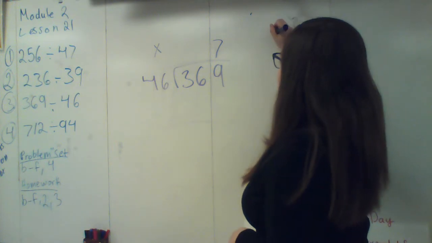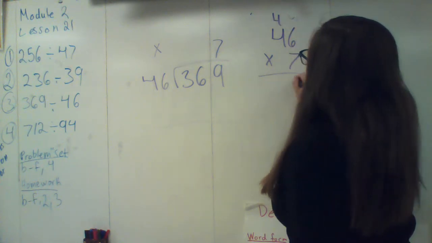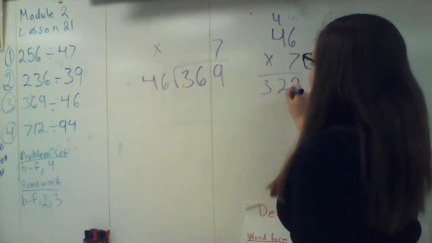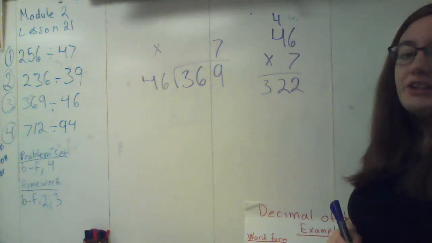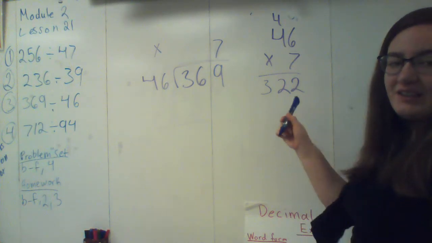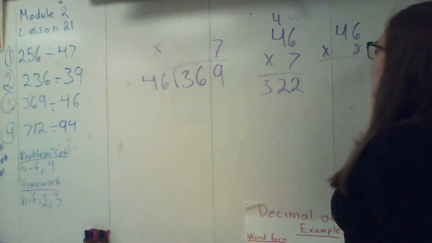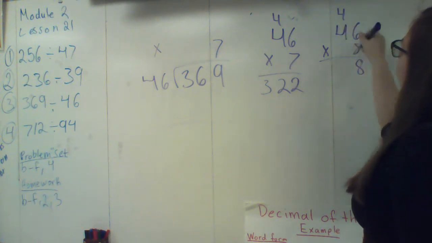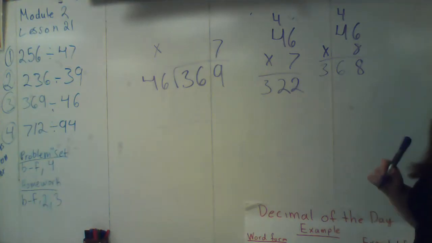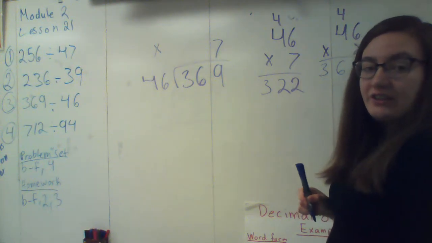So we're going to set up a standard algorithm for 46 times 7. 6 times 7 is 42. 7 times 4 is 28, plus 4 is 32. So I have 322. Now I'm going to multiply by 8 just in case that will fit in because it is kind of close. So I'm going to see what that looks like. So I have 46 times 8. 6 times 8 is 48. 4 times 8 is 32, plus 4 is 36. And that is a really good reason for why I checked it, because this is 368. That'll actually still fit in there.